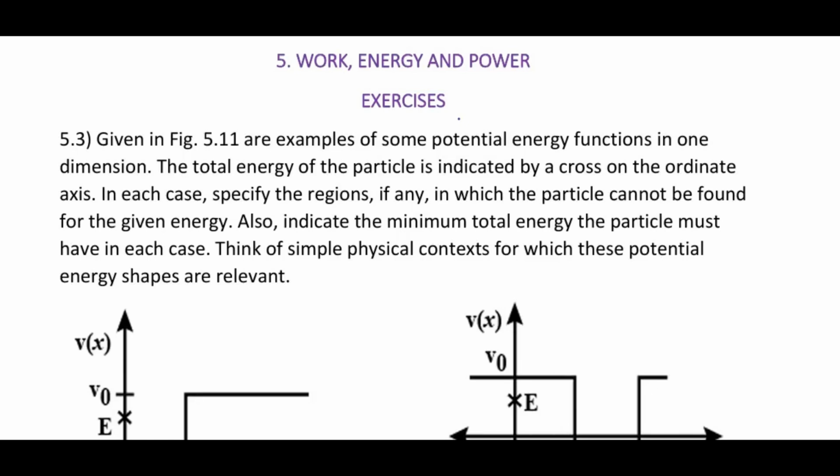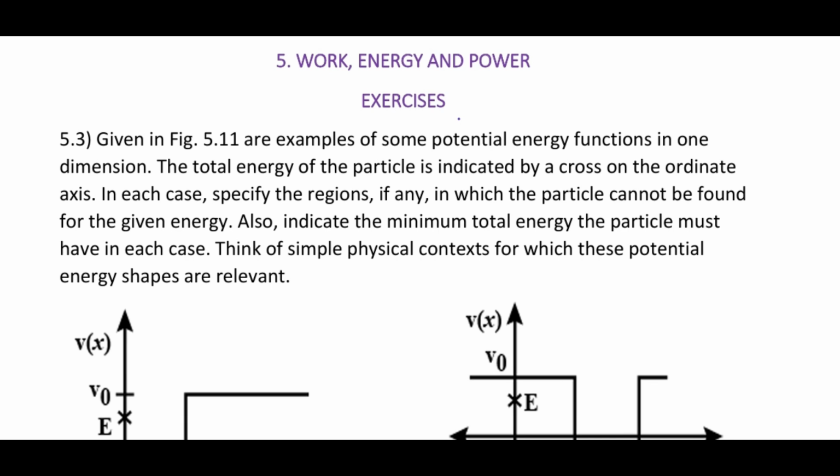Hello students, in this video we are going to discuss 5.3 from work, energy and power. Given in figure 5.11 are examples of some potential energy functions in one dimension. The total energy of the particle is indicated by a cross on the ordinate axis.